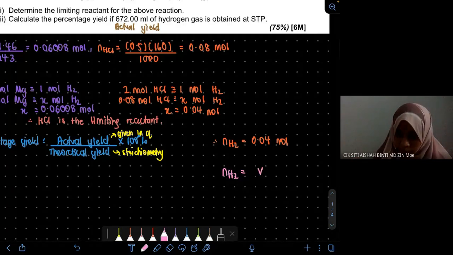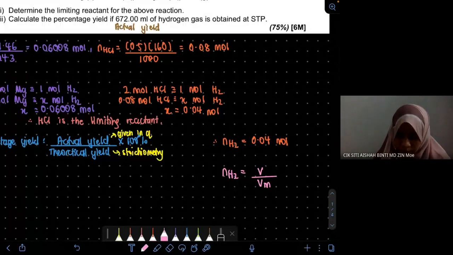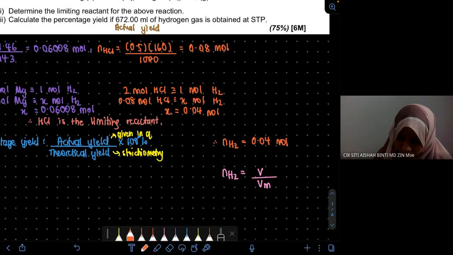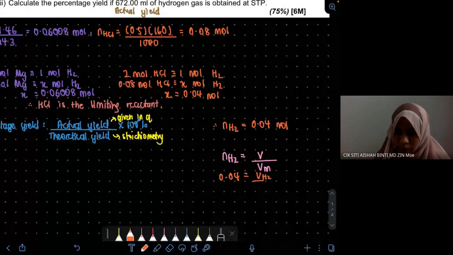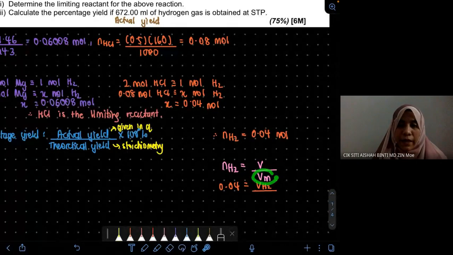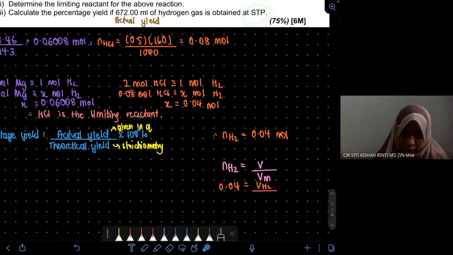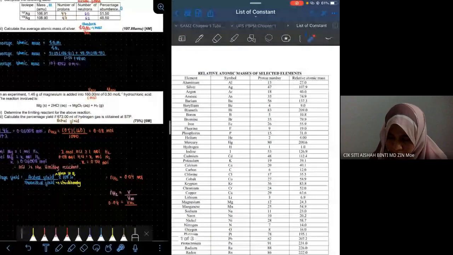volume divided by molar volume, MV is the symbol. So the number of mole here is 0.04. The volume of H2 is our unknown. Now we have to find the molar volume at STP. When it's at STP, we have to look back at our list of constants, on the first page or second page.